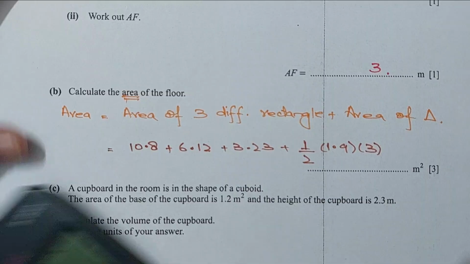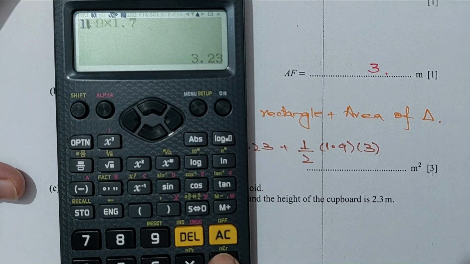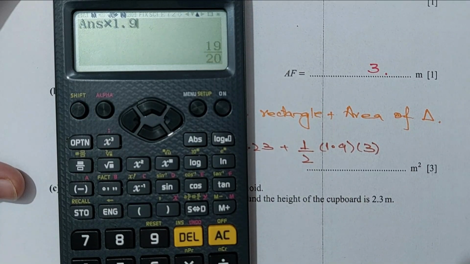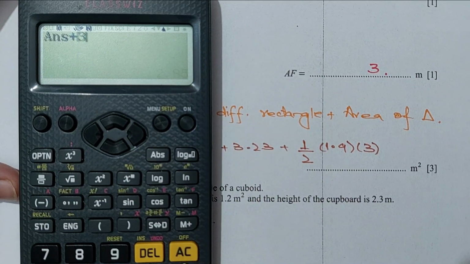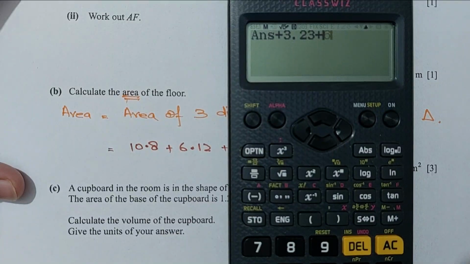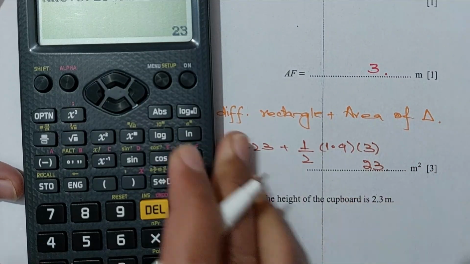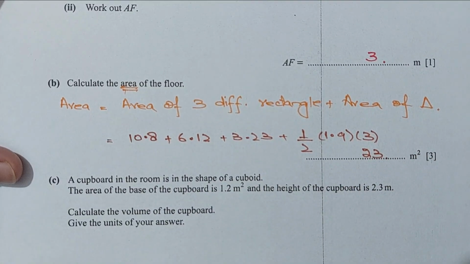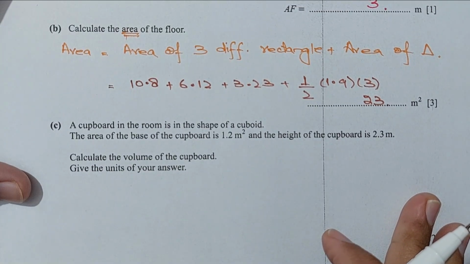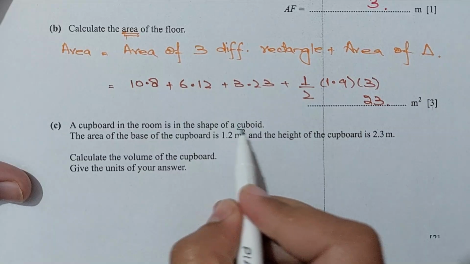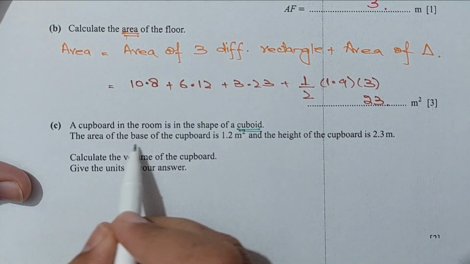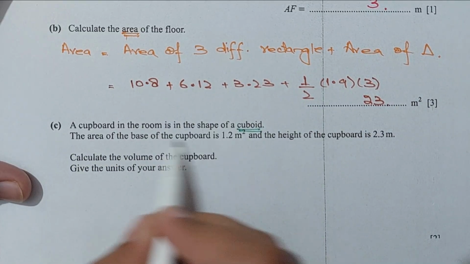So let me simplify this now. 1 by 2 times 1.9 times 3 is 2.85, plus 3.23 plus 6.12 plus 10.8. The total area is 23 meters square. Now for part C, we have a cardboard in the room in the shape of a cuboid. The area of the base of the cardboard.